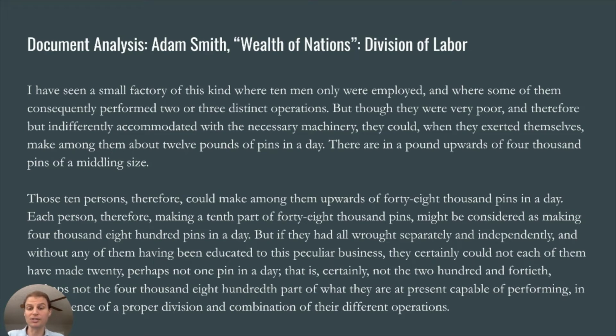And the second question is how many pins can a group of people who were engaged in what Adam Smith describes as distinct operations make in a day? Well, they can make about 12 pounds of pins in a day. And in a pound, there's upwards of 4,000 pins of middling size. 4,000 times 12 pounds is going to be 48,000 pins in a day, which is obviously a lot more than just one.